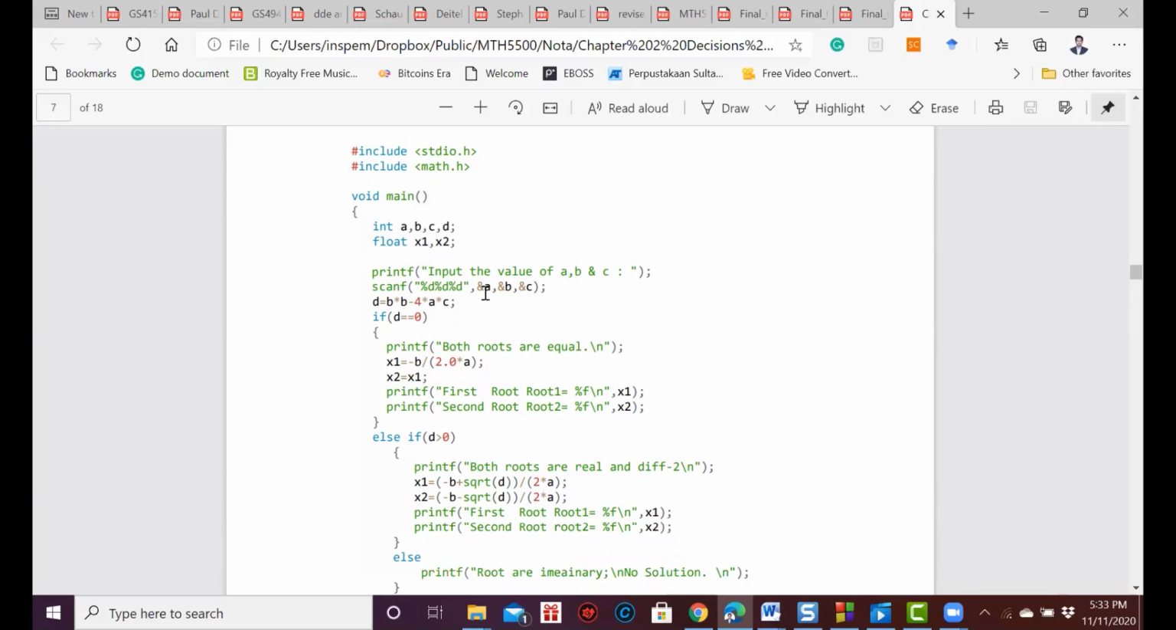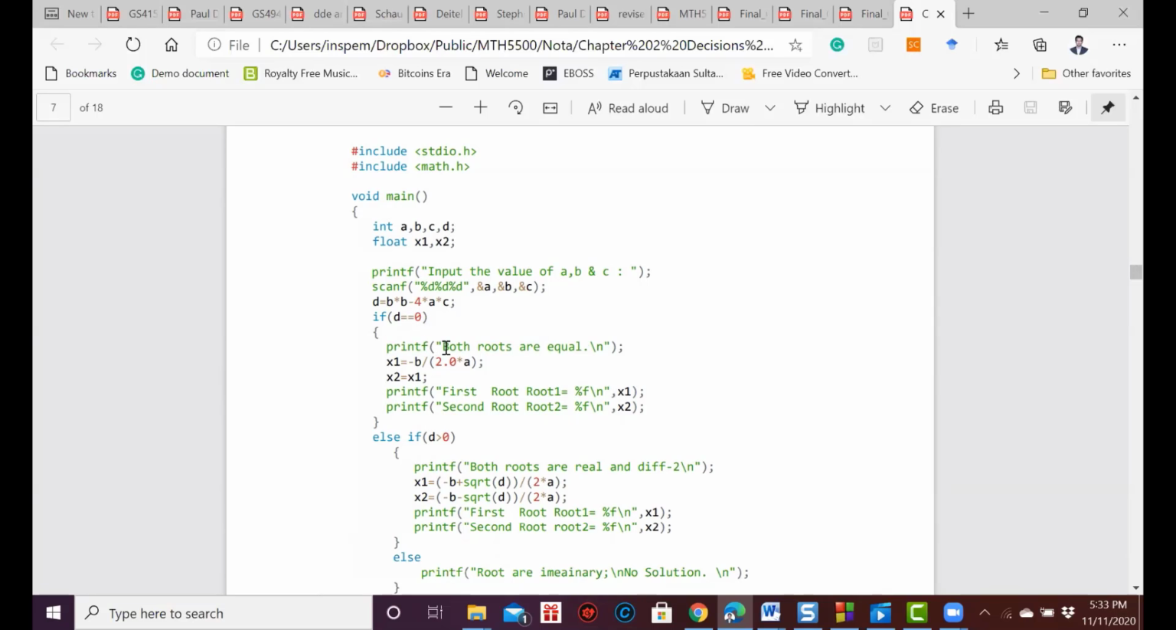And then the next is, after we key in the values of a, b, c, we calculate d. This is inside the square root. In the quadratic formula, we have a value inside the square root. This one is the formula: b square minus 4ac. We calculate this d first because we want to check the d value. There are three situations: equal to 0, greater than 0, or less than 0. So if d is equal to 0, then what is the conclusion?